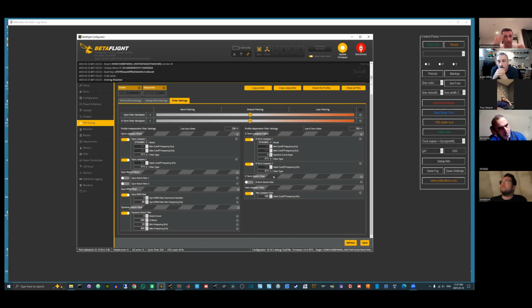Okay, so we set the D-term filtering to be around that -10 dB on hover. Then when we do the acro flight and so on, it sometimes also goes over the 0 dB, to the positive dB values, right? Is it like the ranges?